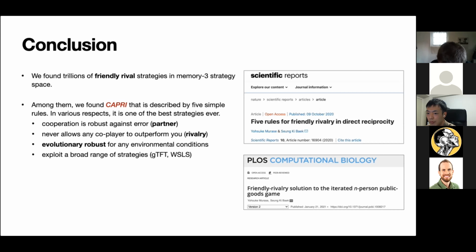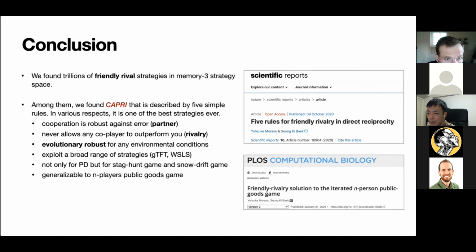Furthermore, it can exploit a broad range of strategies including OC, generous tit-for-tat, and Win-Stay-Lose-Shift. And Capri is a deterministic strategy whose behavior is independent of elementary payoff values, so it is effective not only for Prisoner's Dilemma, but for Stag Hunt game and Snowdrift game. Furthermore, Capri is generalizable to general N players public goods game.